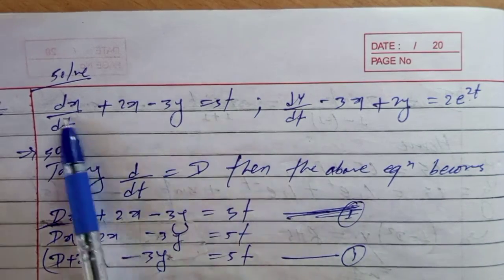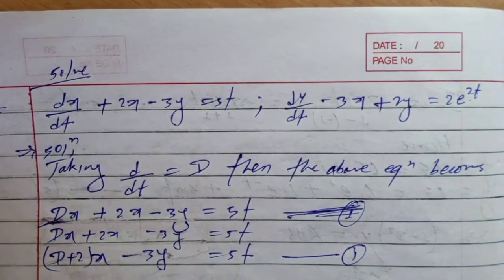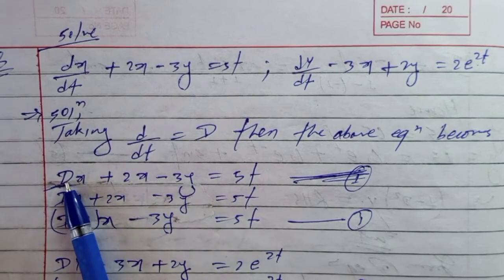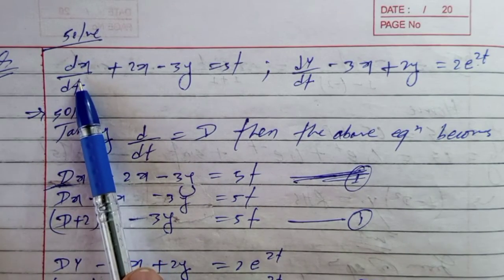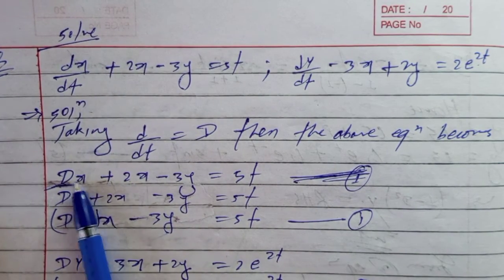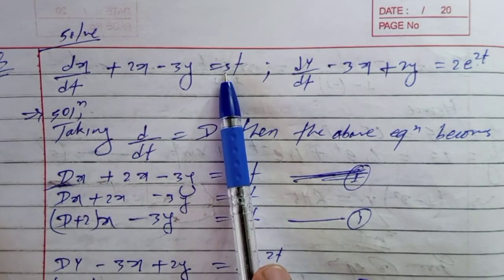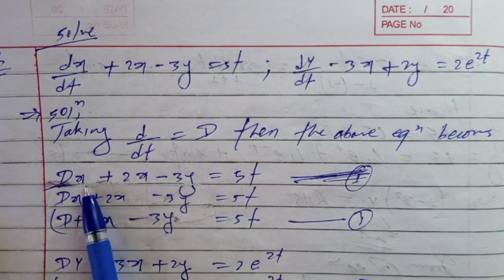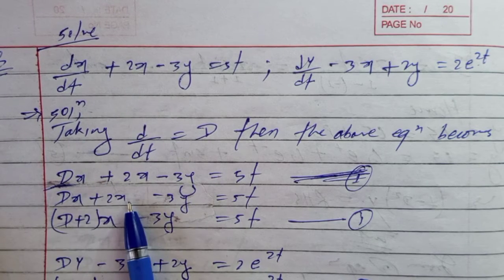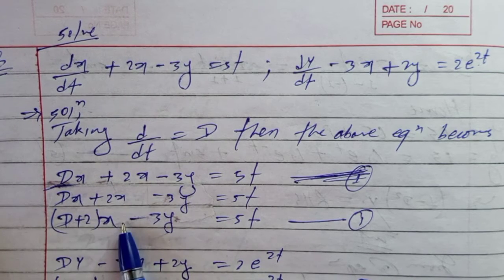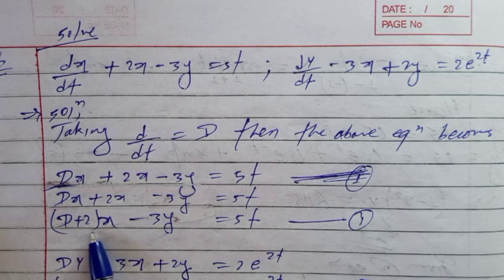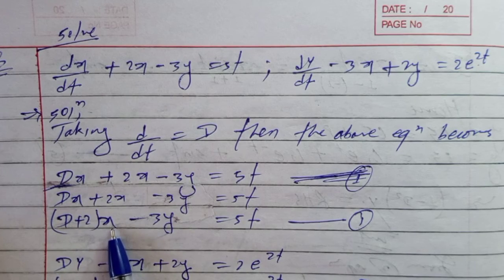Then the above equations are going to appear like this, meaning dx by dt becomes capital D. So it becomes Dx plus 2x minus 3y equal to 5t, which was there. And then we bring the x terms together and take x common so that we get (D plus 2) x.